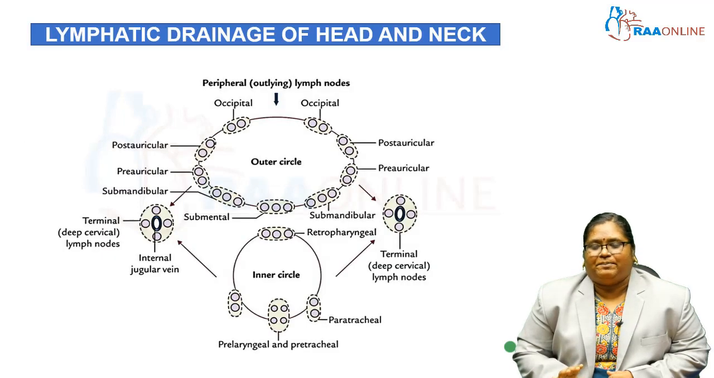This is the picture showing the lymphatic drainage of the head and neck. You can see here this is the outer circle and this is the inner circle. So the outer circle forms a collar and this is the inner circle. Now we'll see what are the lymph nodes that form the outer circle.